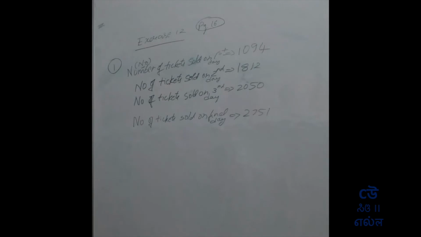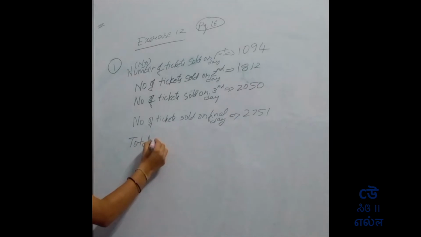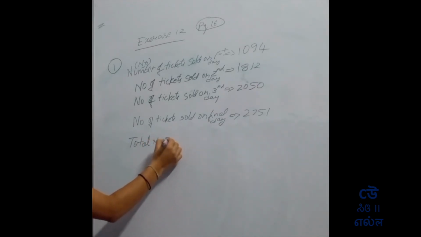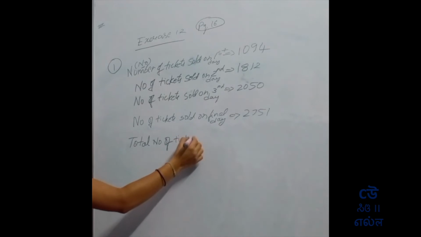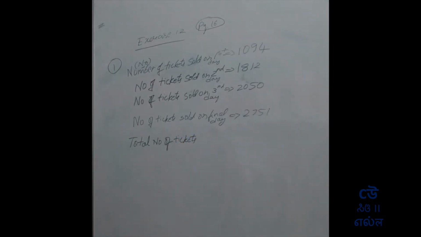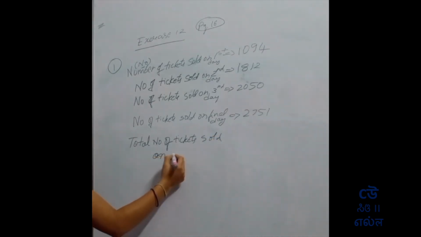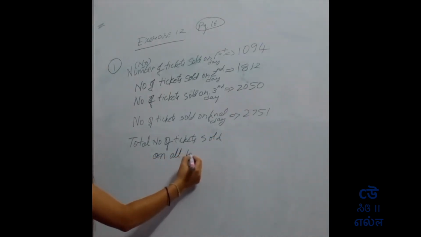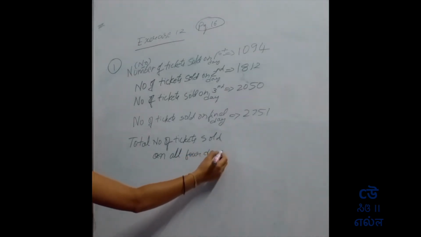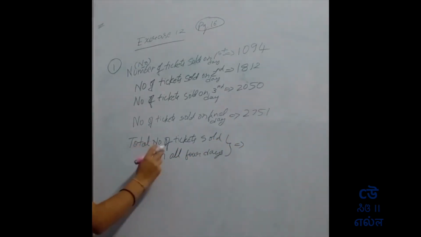Okay, next we have to find the total number of tickets sold on all 4 days. We have to find the total number of tickets sold on all 4 days. Tickets sold on all the 4 days, what we have to do children? We have to add all the given numbers.